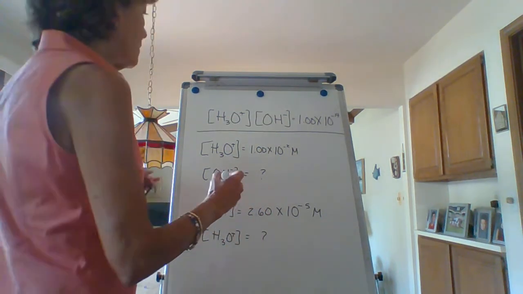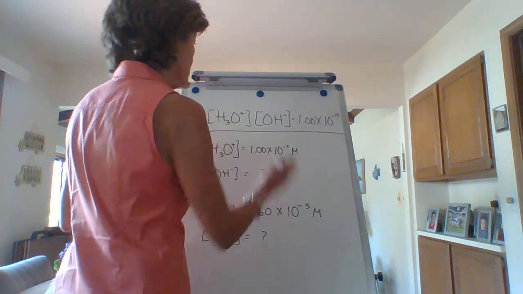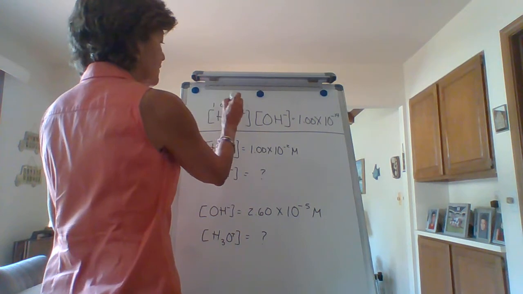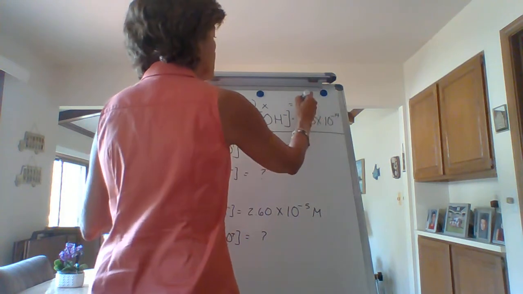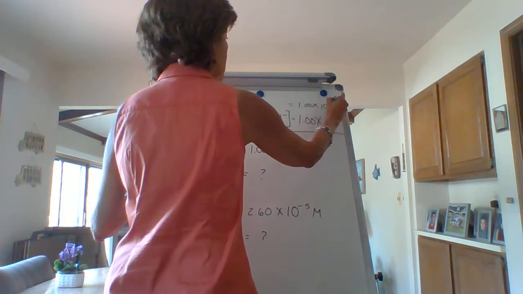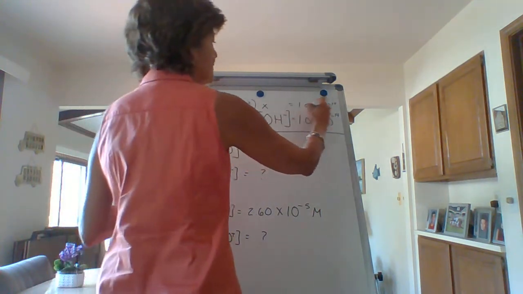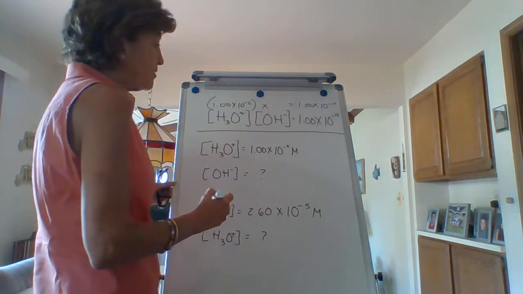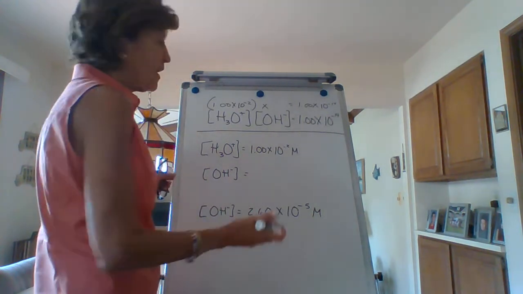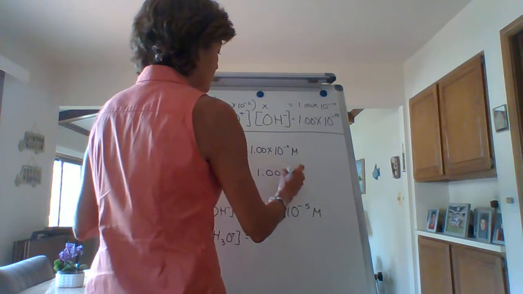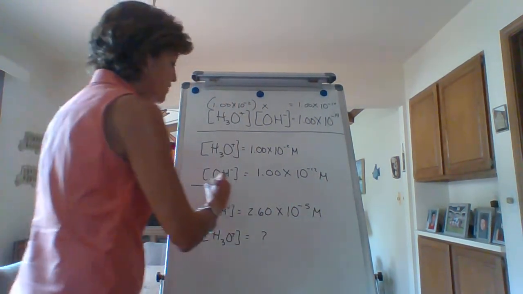So you would go, let's put it up here, 1.00 times 10 to the minus 2 times x is equal to 1.00 times 10 to the minus 14. So you have to divide this side by 1.00 times 10 to the minus 2, divide this side by 1.00 times 10 to the minus 2. You do the math, and this one you could do in your head, or you can use a calculator if you want, and you get 1.00 times 10 to the minus 12 molar. Okay, so that one's pretty straightforward.